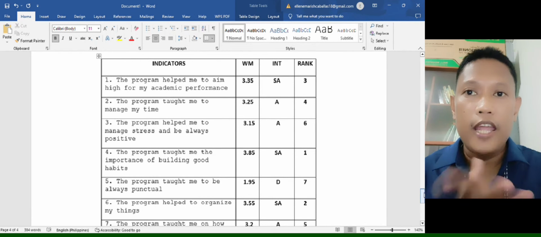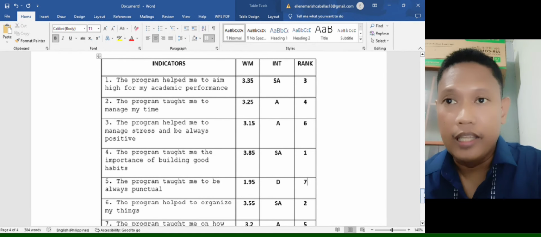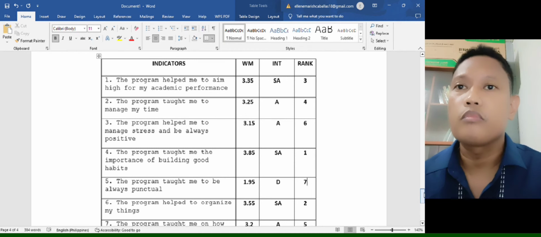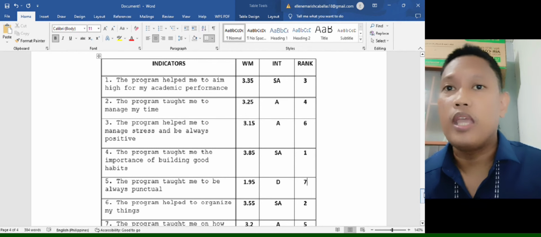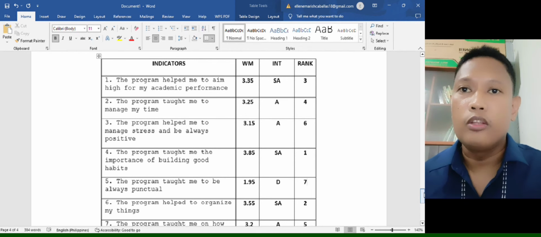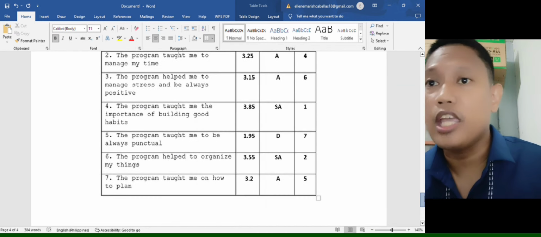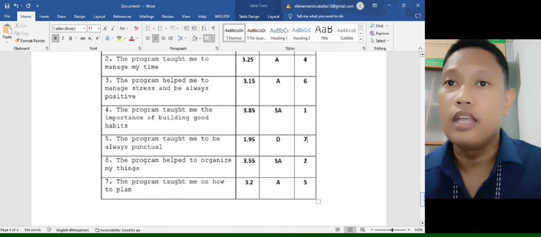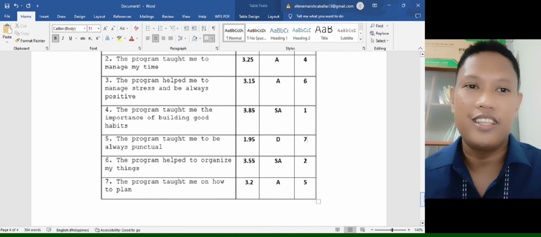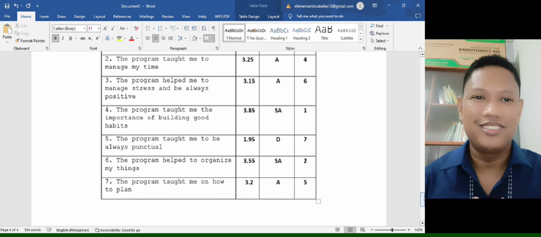So, all right. We already completed the table. So we have the weighted mean, we have the interpretation, and we have the rank for us to see which indicator has the highest and the lowest mean rating. Okay?